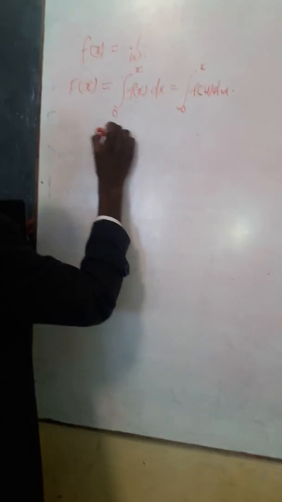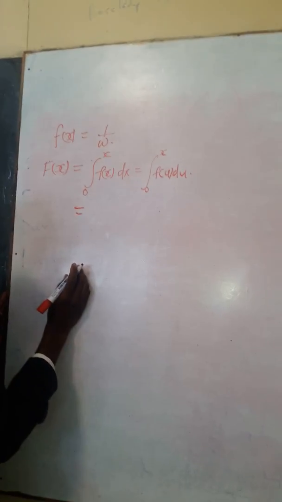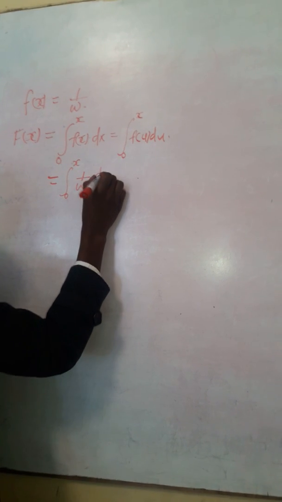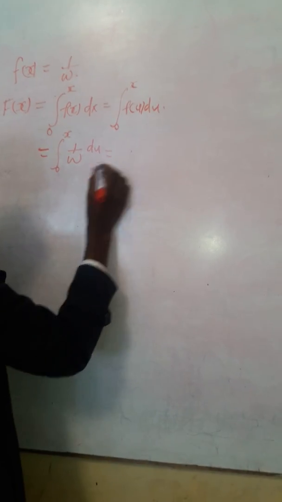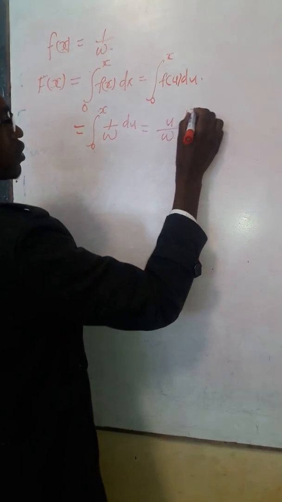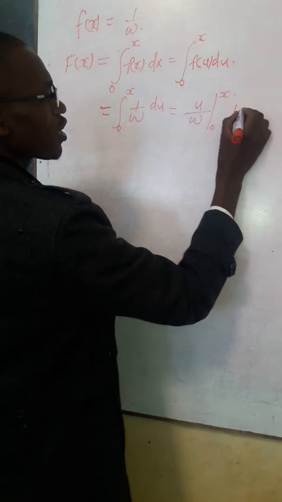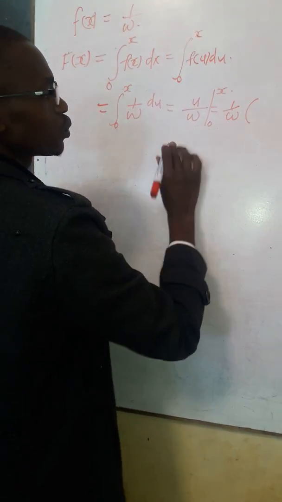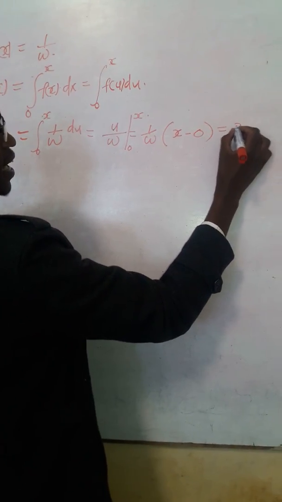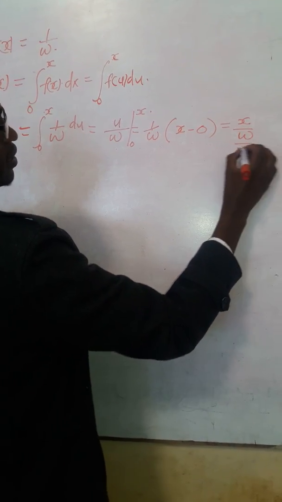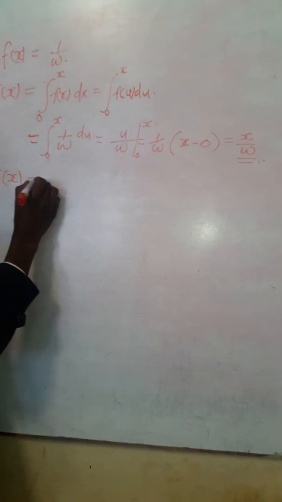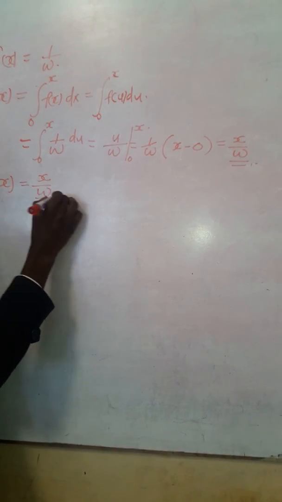But f of u is given by 1 over omega. So it will be the integration from 0 to x of 1 over omega du. My answer here will be u over omega, integrating from 0 to x. So I have 1 over omega times x minus 0. My answer will be x over omega. That's nice. Basically the cumulative distribution is x over omega.